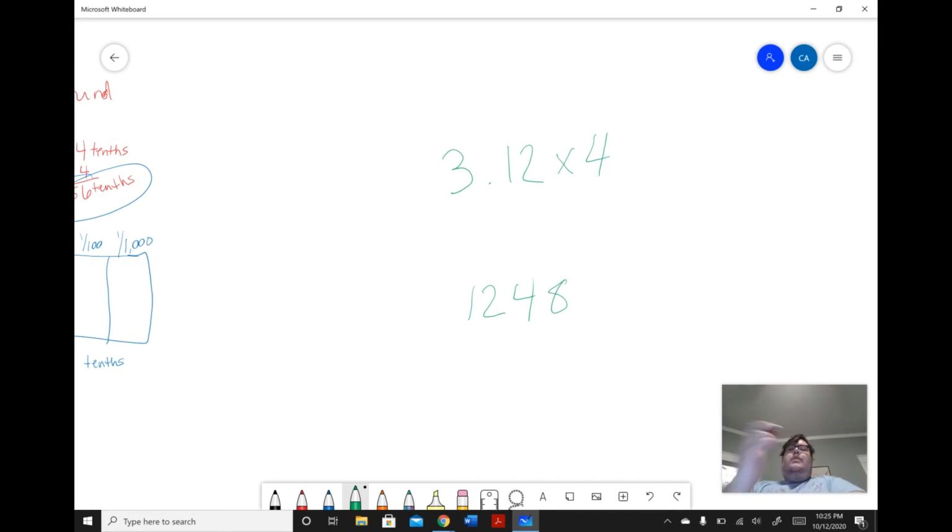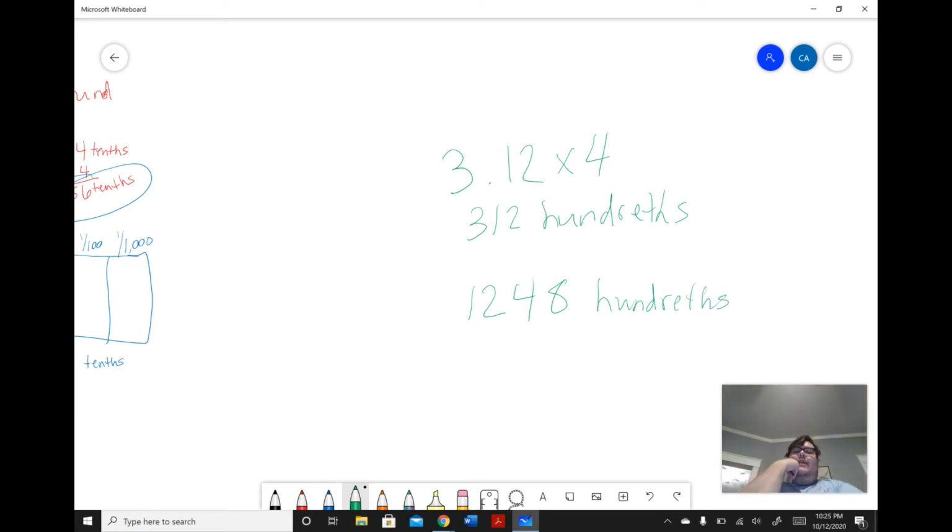Okay? And remember, we're looking at 312 hundredths. That's why we're not worrying about a decimal point right now. So I could say a reasonable answer could be 1,248 hundredths, right? But we know using place value that that's not going to fly, right?